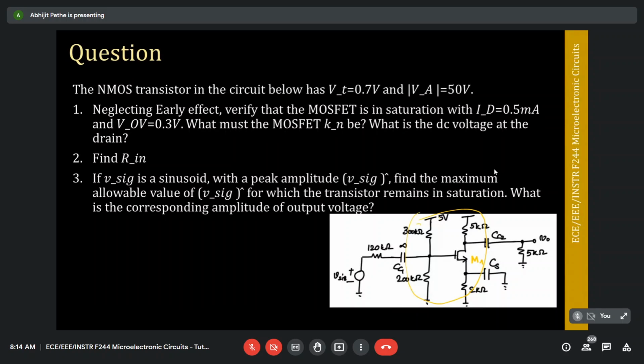What is the current flowing through the 5 kilo ohm resistor and the 2 kilo ohm resistor? What is the current flowing through these two resistors? 0.5 milliamp, right? So if you know the current flowing through resistors, what can you calculate? You can calculate voltage drops, right? So if you know the voltage drops, now tell me, how do you confirm if M1 is in saturation or not?